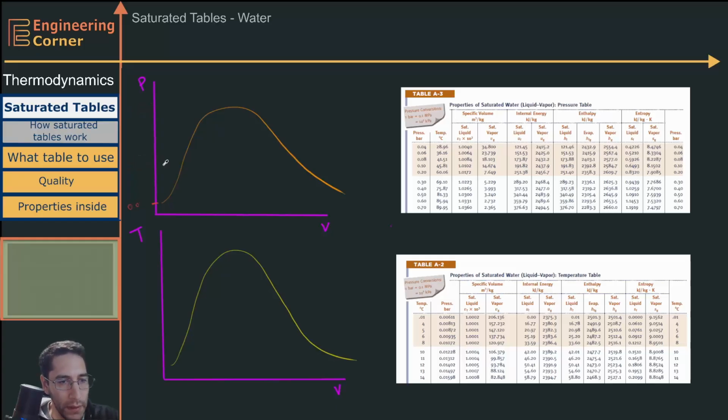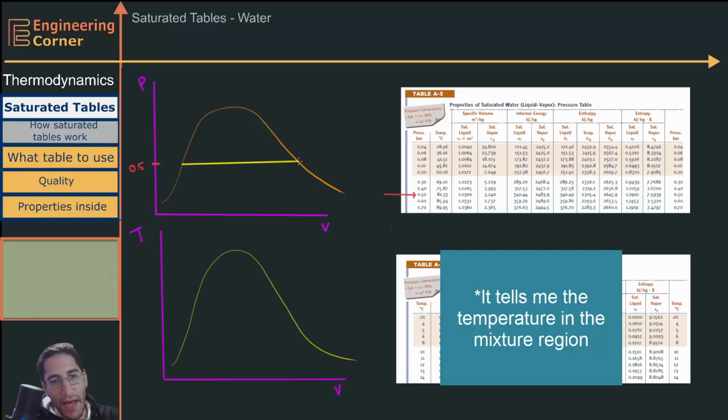So let's start with that. Okay, so let's say this is where 0.5 is. I'm just trying to illustrate the process. So 0.5 is right here. This next column, 81.33, tells me what my temperature is at 0.5 bar.